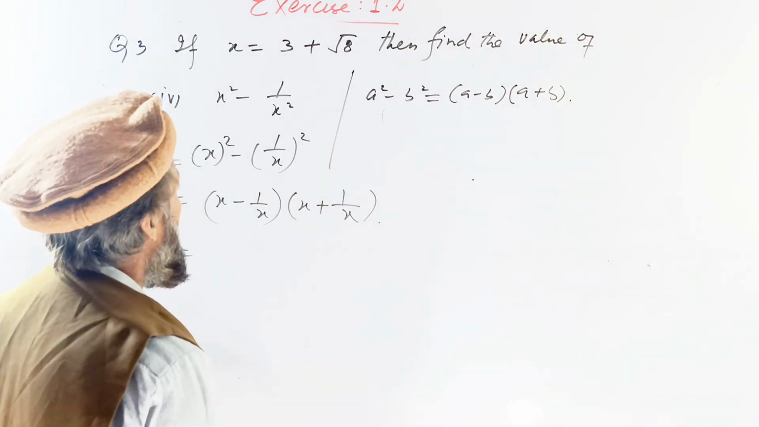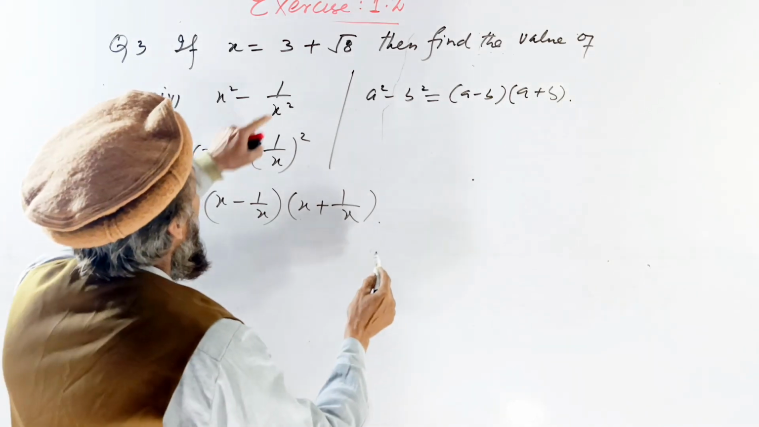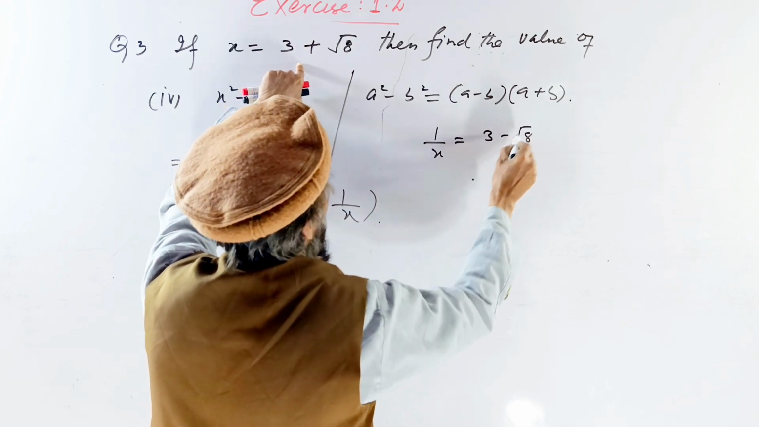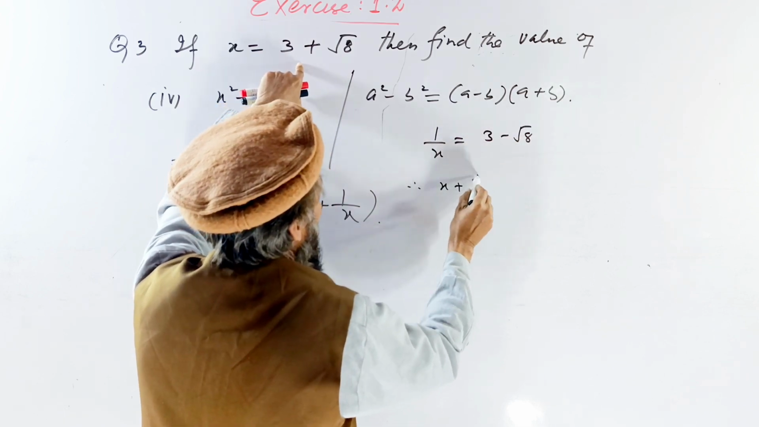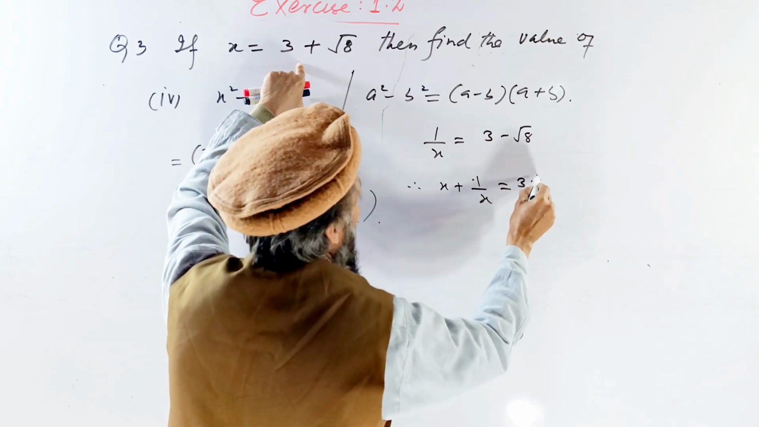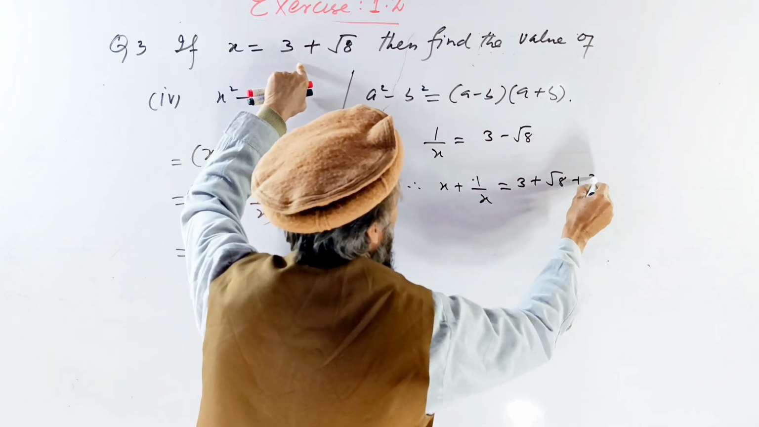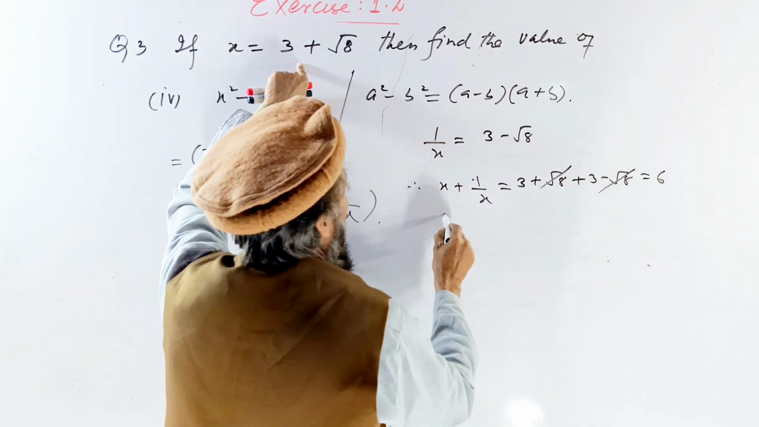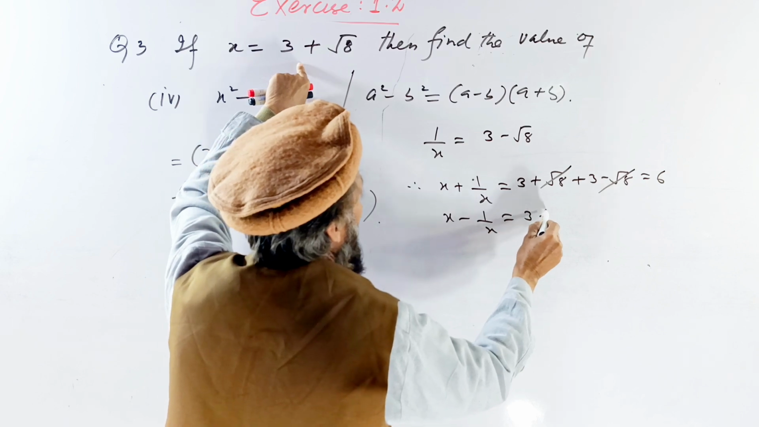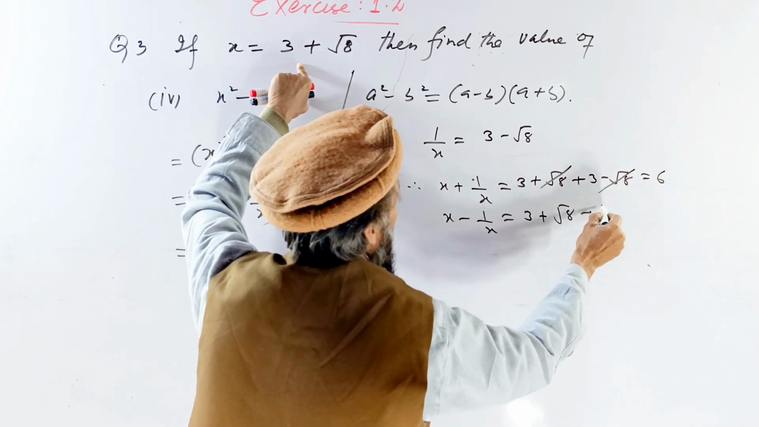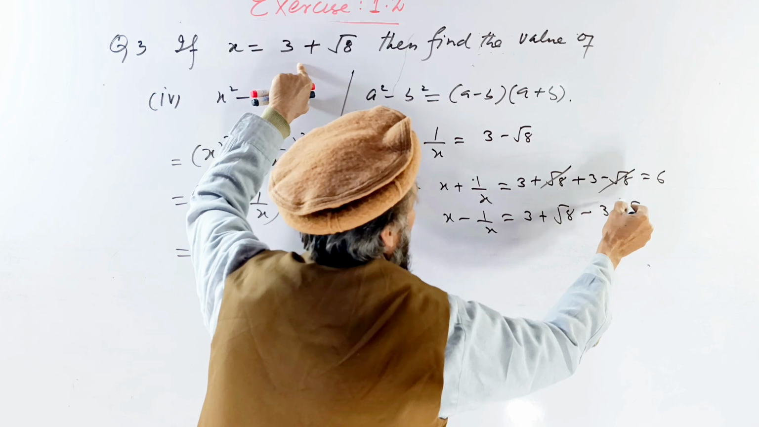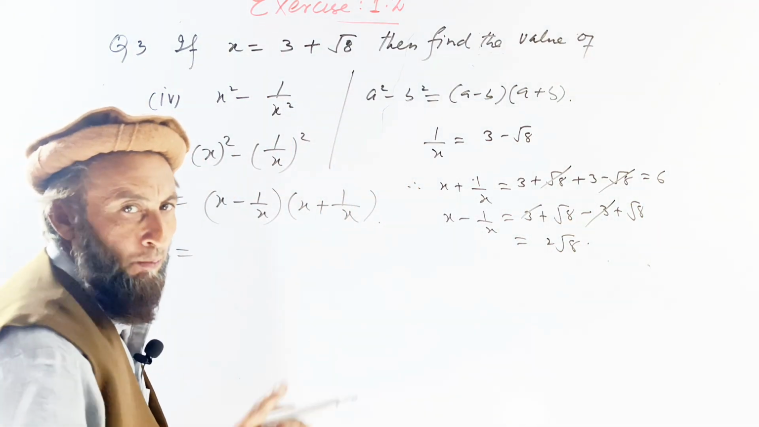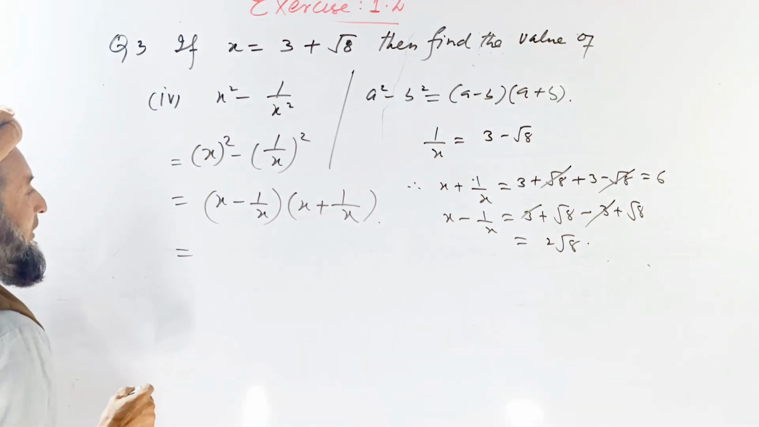We have already done that 1 over x is equal to 3 minus root 8. In the first question, x plus 1 over x is equal to 3 plus root 8 plus 3 minus root 8, both are cancelled to each other. This will be 6. And x minus 1 over x we have found as 3 plus root 8 minus 3 minus root 8. Now these are cancelled, and we get 2 root 8. We have already done this in the first part of this question.